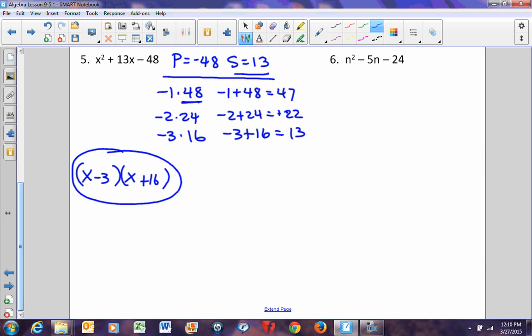Because here I knew that my smaller number had to be the negative number and my larger number had to be the positive number. If I just started willy-nilly guessing at numbers, you're going to miss the number that you need.